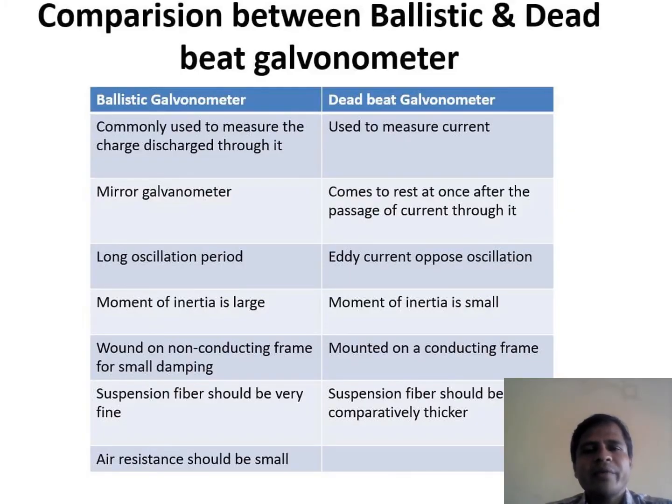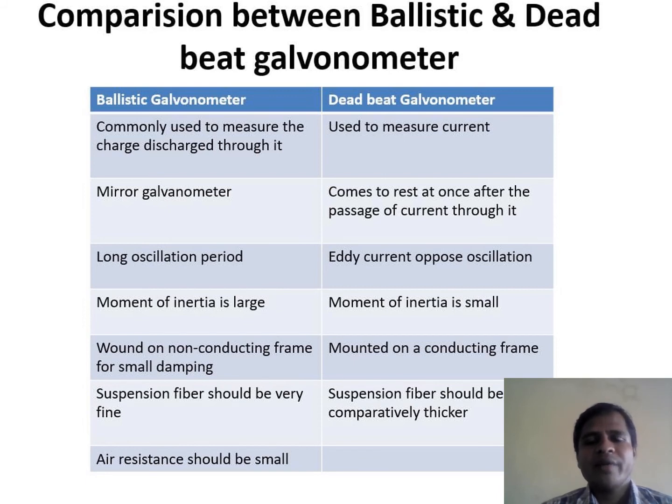The comparison between ballistic and deadbeat galvanometer. The first comparison, the ballistic galvanometer is commonly used to measure the charge discharged through it, whereas the deadbeat galvanometer is used to measure the current. Second comparison, the ballistic galvanometer is also called a mirror galvanometer. Since there is oscillation, to measure the deflection, a mirror is connected to the ballistic galvanometer. Therefore, it is called a mirror galvanometer.